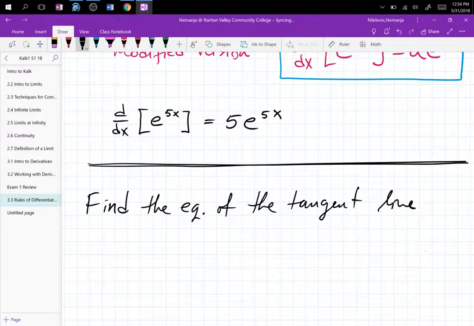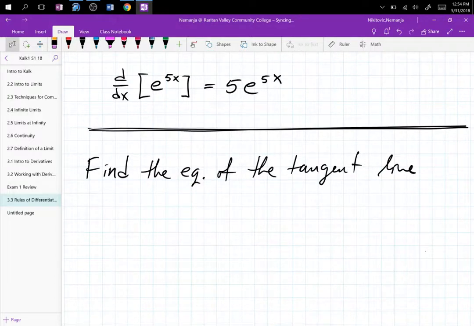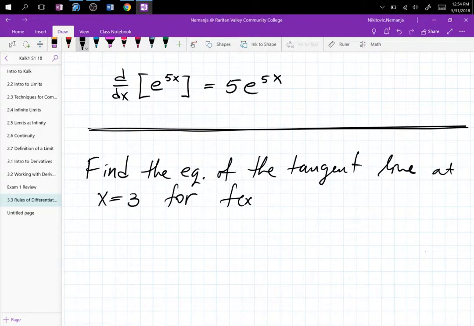Guys, this is guaranteed 100% on your exam 2, 3, and final. Find the equation of the tangent line at x equals 3 for f of x equals x squared minus 2 over x. So I have a function. I don't need to graph this now. We can graph it later and see if what I have works.